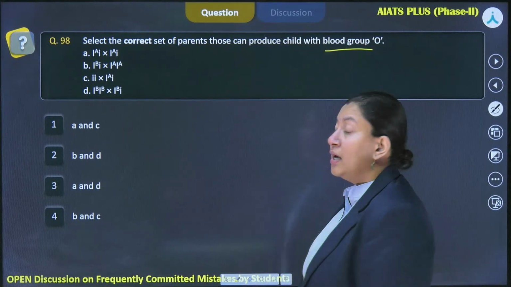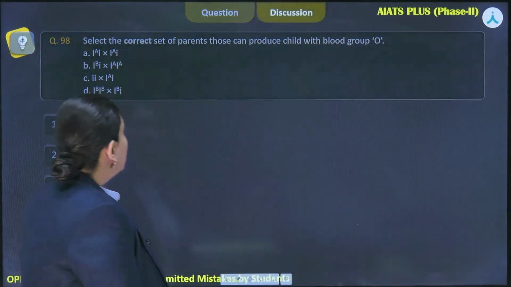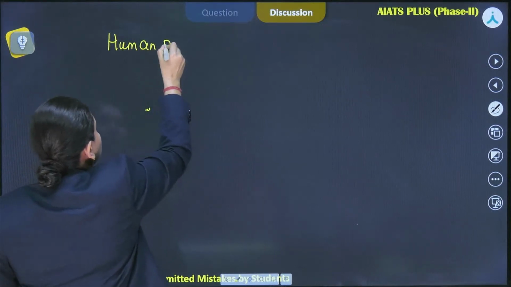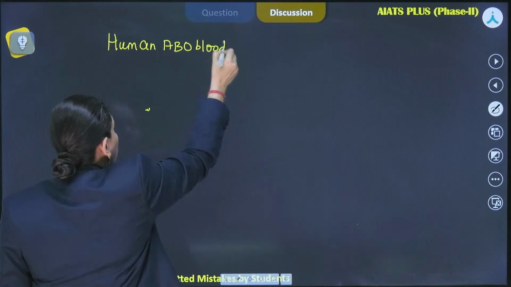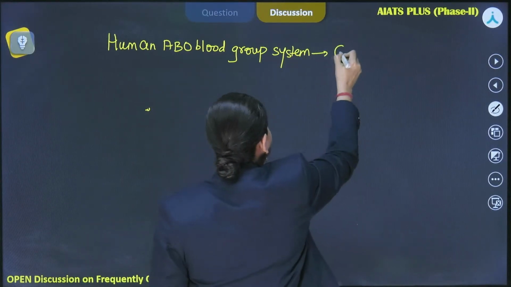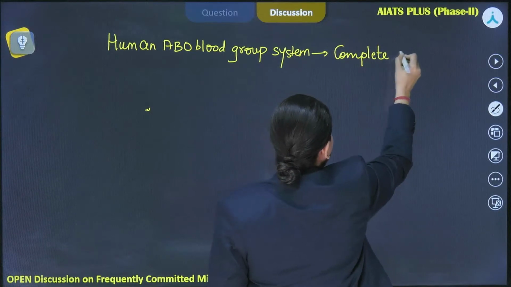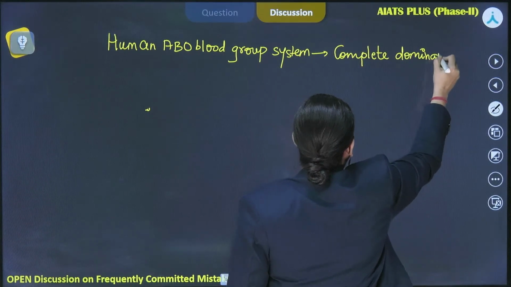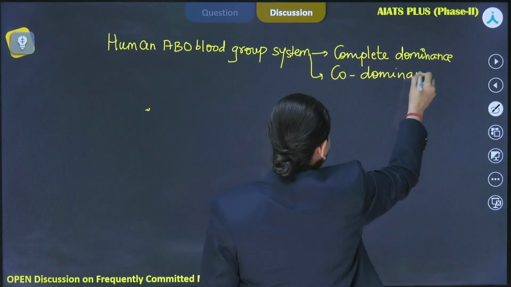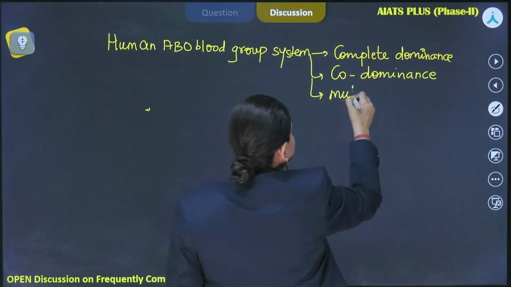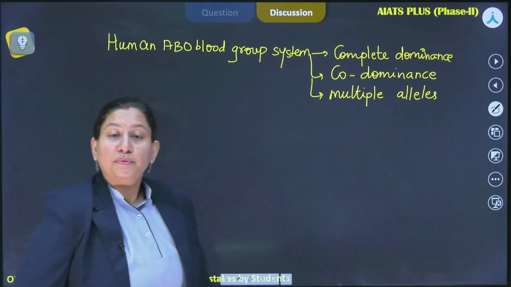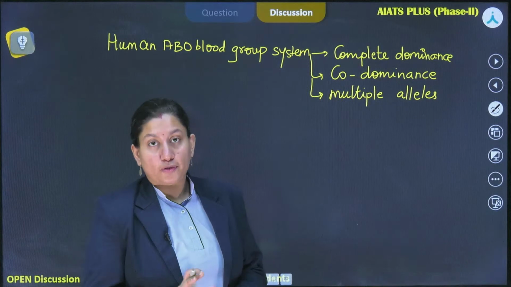So when we talk about the human ABO blood group system, we know that it shows multiple effects, such as complete dominance, right? It shows codominance as well. And another thing it shows is multiple alleles. Now, what are multiple alleles? When we have more than 2 alleles for a single character.